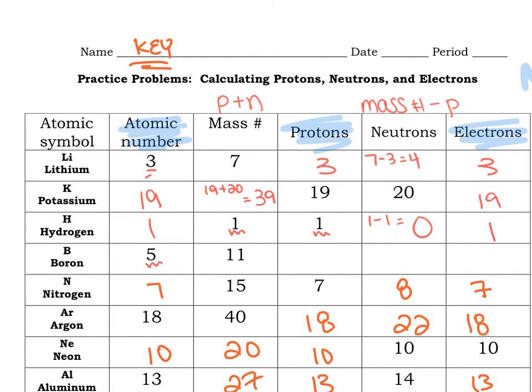Boron, my atomic number is 5. That means I have 5 protons, 5 electrons. To solve for neutrons, I need to take my mass, which is 11, and subtract 5. In order to do that, I get 6 neutrons.